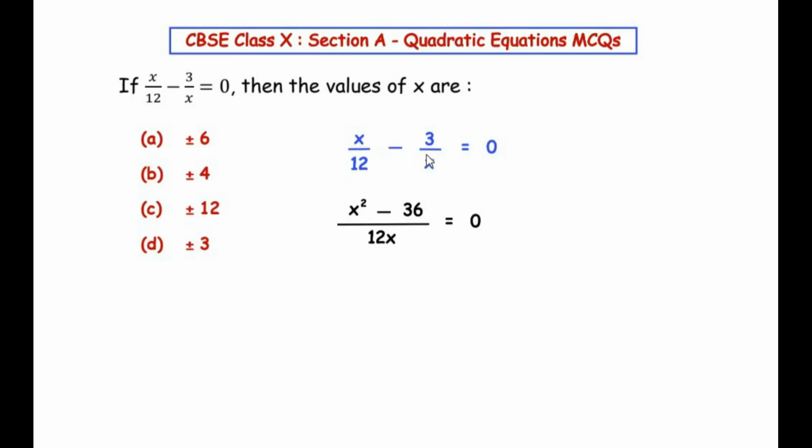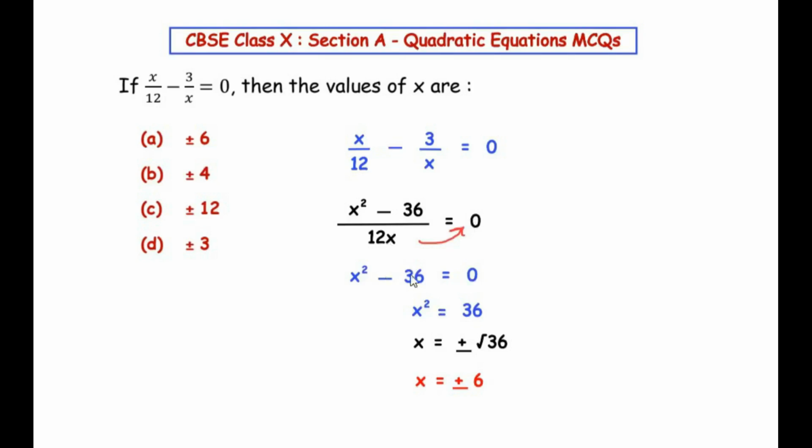So here x multiplies with x giving us x square minus 3 multiplies with 12 giving us 36 over, now the denominators will multiply together giving us 12x equal to 0. Now let us take this denominator on the other side of equal to sign so that 12x multiplies with 0 giving us x square minus 36 equal to 0. This denominator multiplies with 0 giving the right hand side as 0.